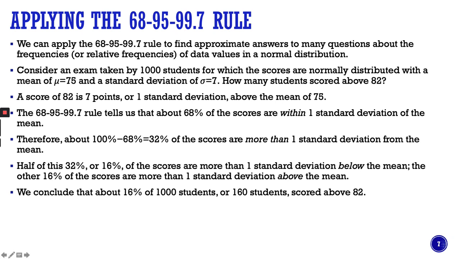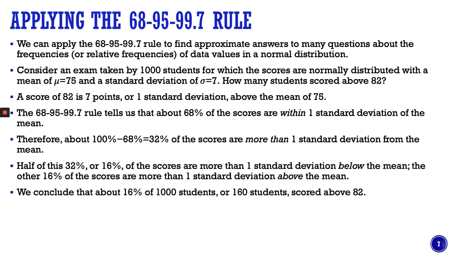So when we're looking at that score of 82, subtract 75, and we get 7 points. 7 points is our standard deviation. So according to the rule, 68% of the scores are within 1 standard deviation of the mean. Therefore, remember, we're looking at how many students scored above 82. About 100 minus the 68% gives 32% of the scores that are more than 1 standard deviation from the mean.